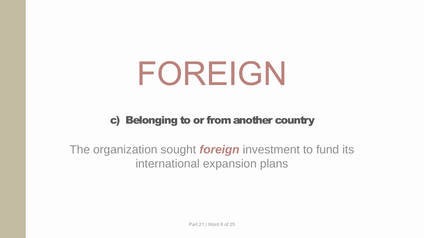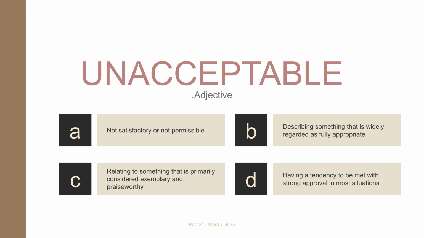Question 7. What is the meaning of unacceptable? Option A. Not satisfactory or not permissible. Option B. Describing something that is widely regarded as fully appropriate. Option C. Relating to something that is primarily considered exemplary and praiseworthy. Option D. Having a tendency to be met with strong approval in most situations.